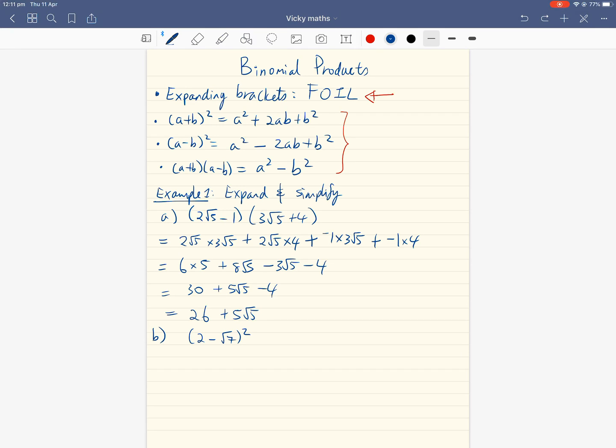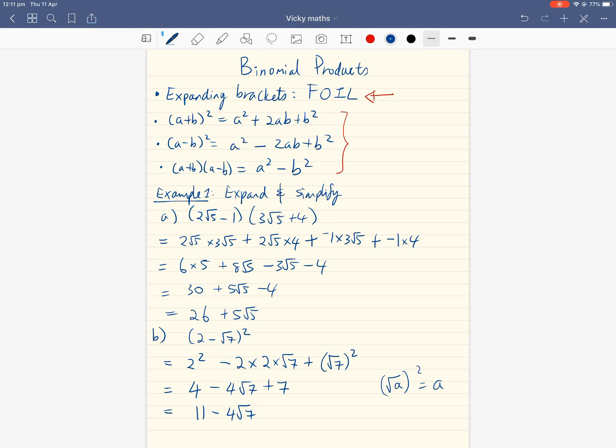So a minus b all squared is a squared, so it's 2 squared, minus 2 lots of a, which is 2, lots of b, which is root 7, and then you add on b squared, which is root 7 all squared. So simplifying, 2 squared is 4, minus 4 root 7, plus root 7 squared gives me a 7. In case you haven't realized, the square root of any number all squared gives you the number inside the square root, the surd. Simplifying, we get 4 plus 7 is 11. 11 minus 4 root 7.